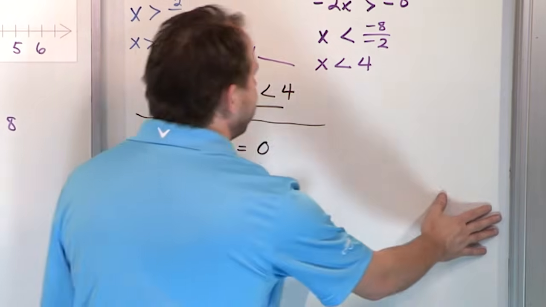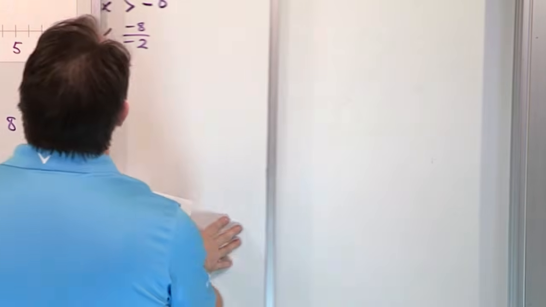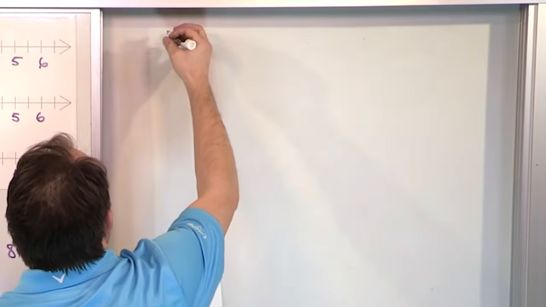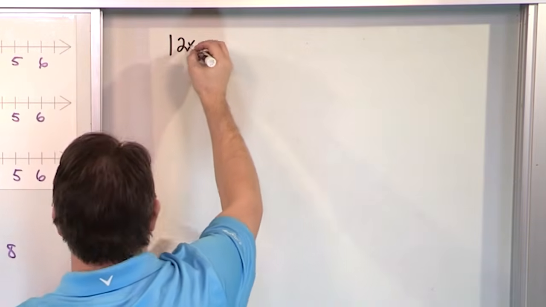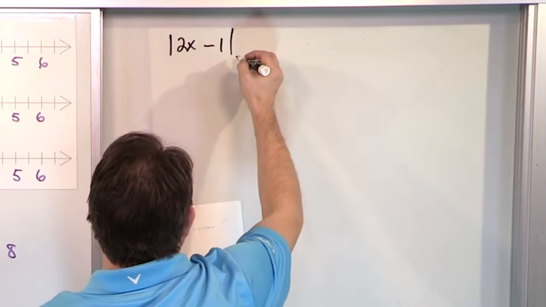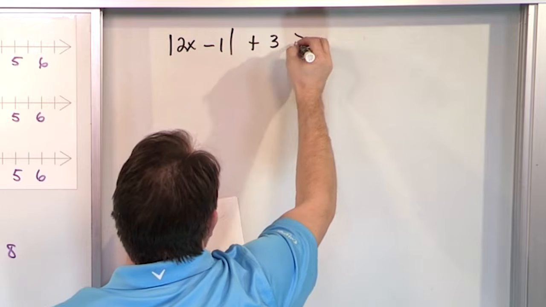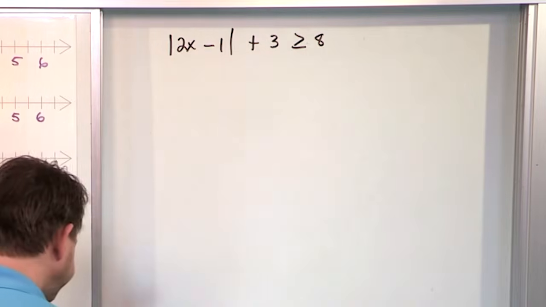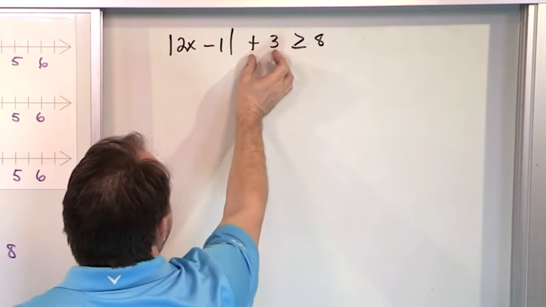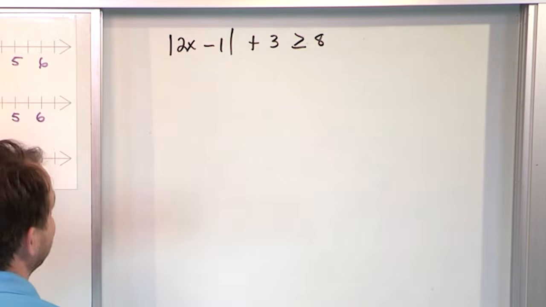All right, we have one more problem to do, just to increase the complexity just a little bit. What if we had the absolute value of 2x minus 1, absolute value closed, plus 3 greater than or equal to 8. So this is a little bit weird because we have a number outside of the absolute value. We haven't seen that before.